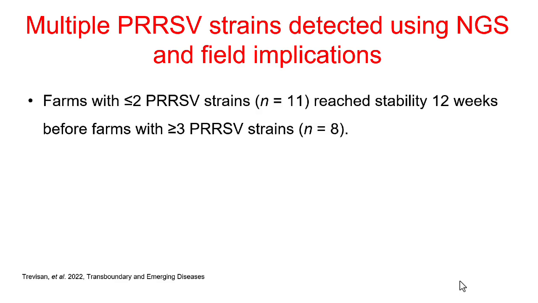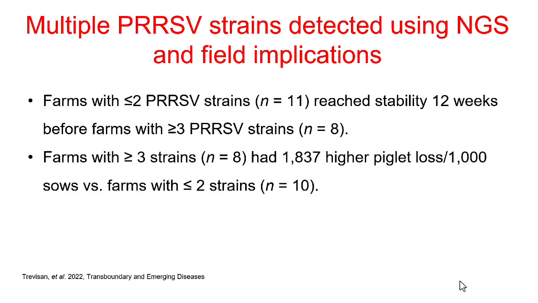Daniel already touched on this: using whole genome sequencing in this study, we found that herds that had up to 2 PRRS virus strains reached stability 12 weeks before the herds that had 3 or more PRRS virus strains detected after low exposure. Also, herds that had up to 2 PRRS virus strains had fewer piglets lost than herds that had 3 or more strains, and that was basically an 800 piglet difference per 1,000 sows present in the herd.